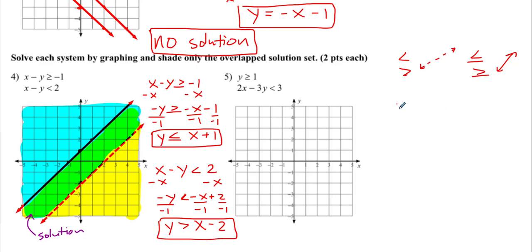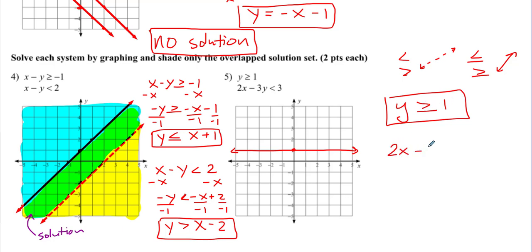Alright, here we got y is greater than or equal to 1. So that is good to go. So I am on the y-axis at positive 1. I got this straight line going across. Boom. And it is a solid line right there.